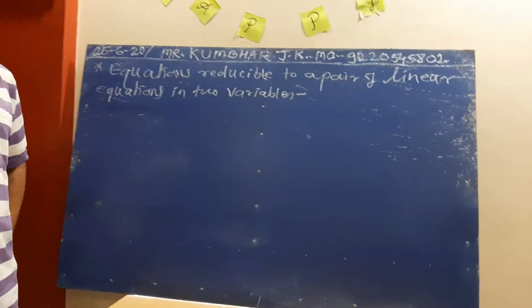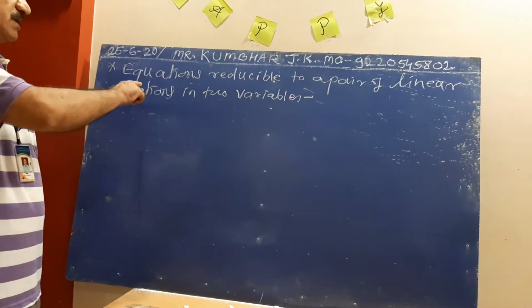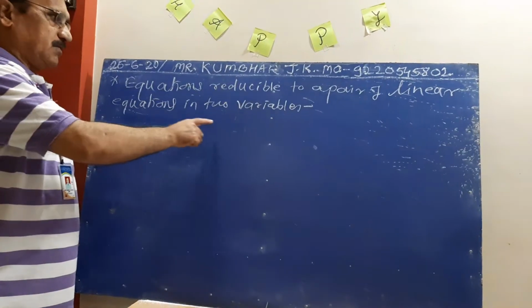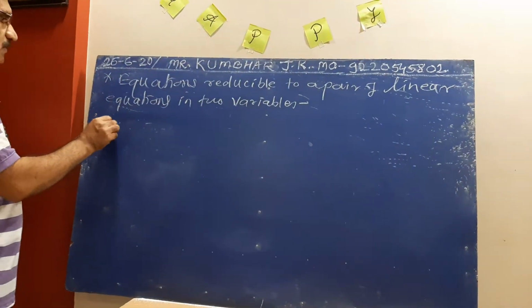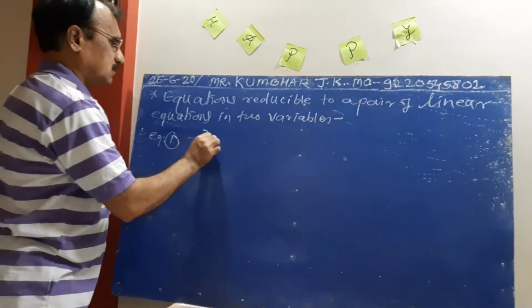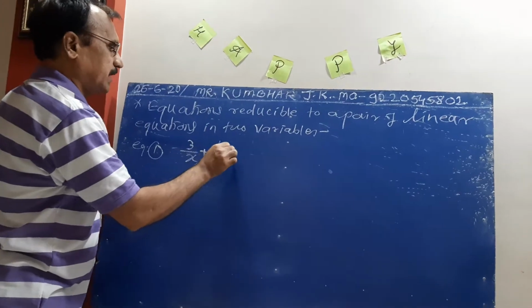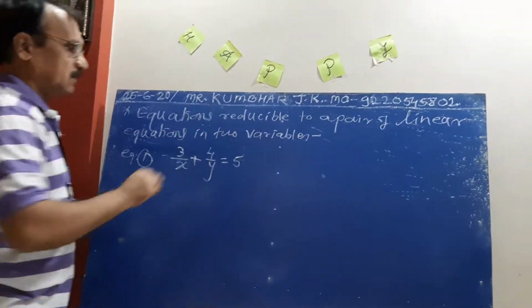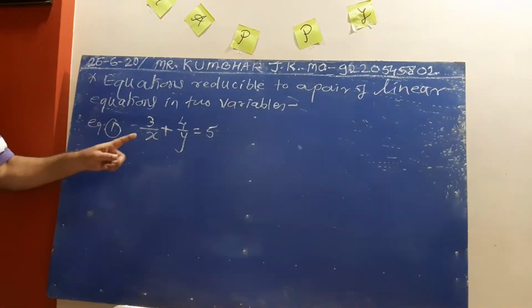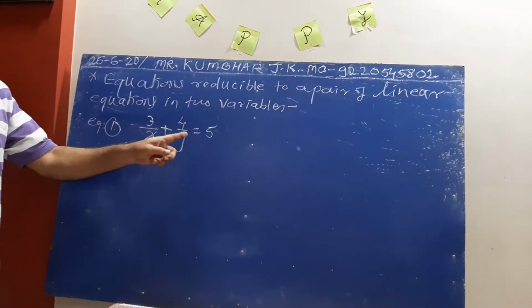That means the given equations are not in the standard form of linear equations in two variables, and we have to convert the given equation into a pair of linear equations in two variables. For example, 3 upon x plus 4 upon y is equal to 5. This is an equation, but not a linear equation in two variables.